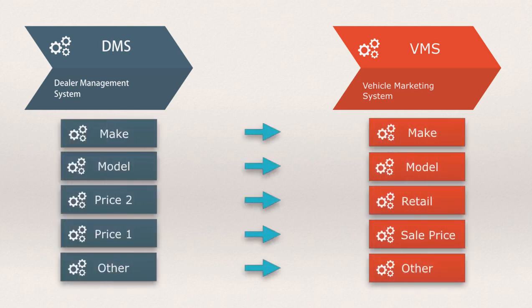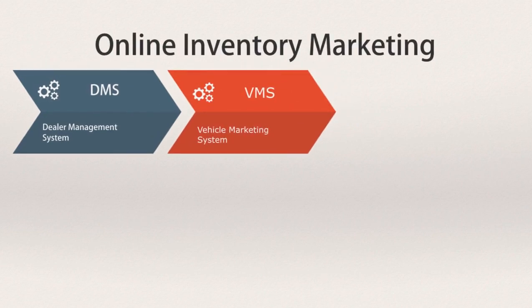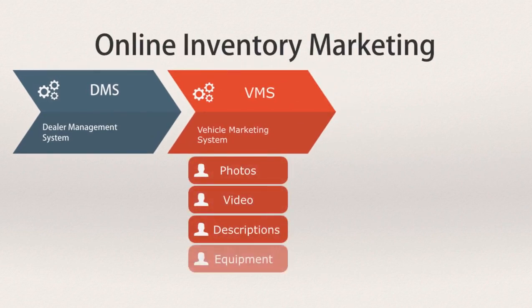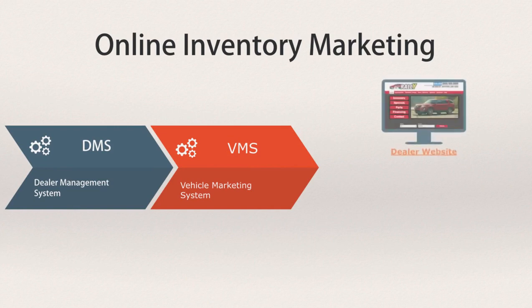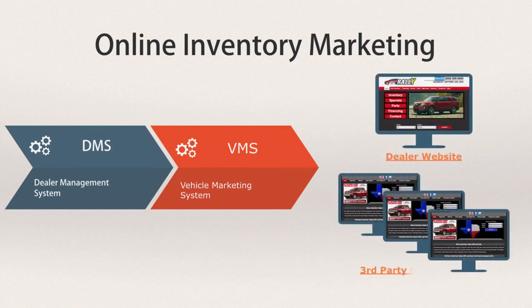So as a recap, data gets mapped from the dealer management system into a vehicle marketing system. Then vehicles get merchandised within the vehicle marketing system with things like photos, video, vehicle descriptions, equipment, and prices. And ultimately displays on the dealer's main website and gets syndicated to all subscribed third-party websites.